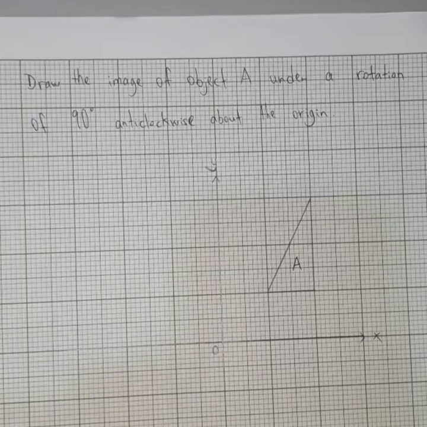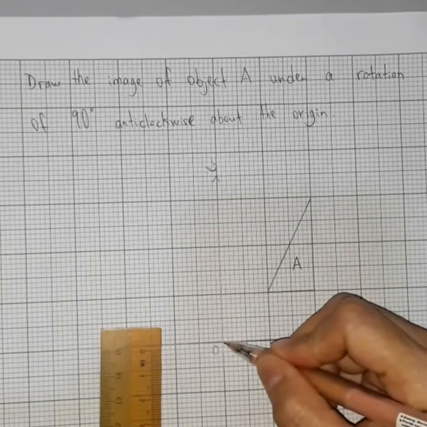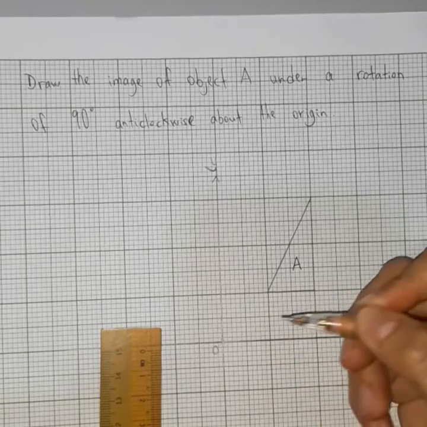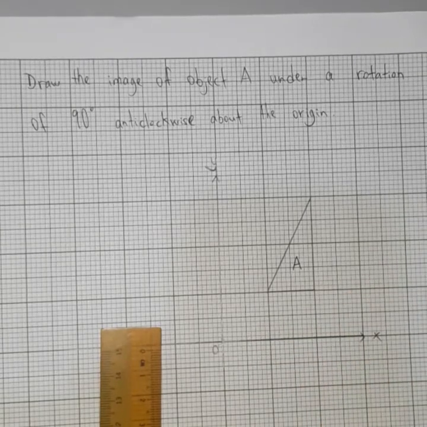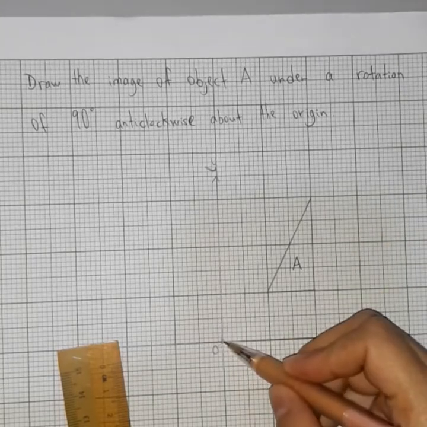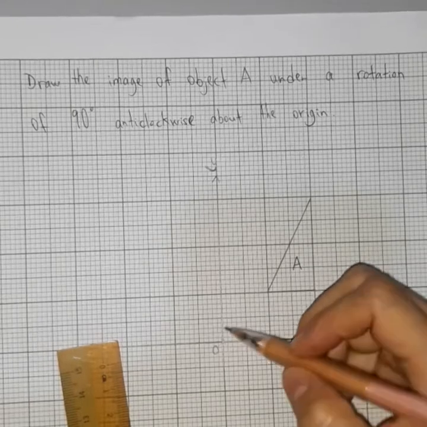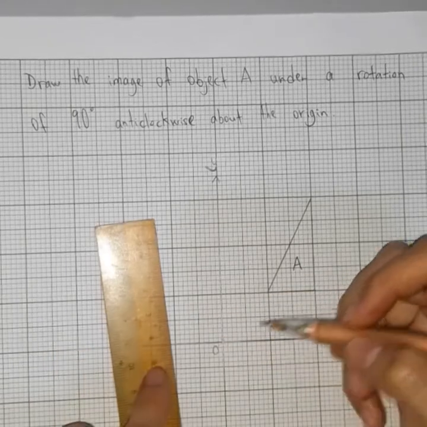Draw the image of object A under a rotation of 90 degrees anti-clockwise about the origin. The origin is at 0, 0. So still remember the rotation image that I mentioned in another video. The distance of all points of the object to the center of rotation is the same as the distance of the image to the center of rotation.